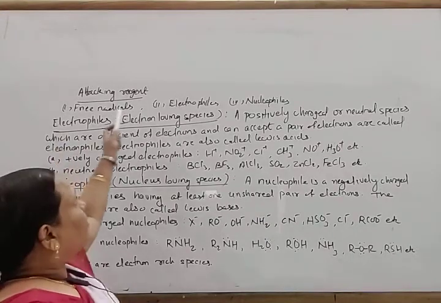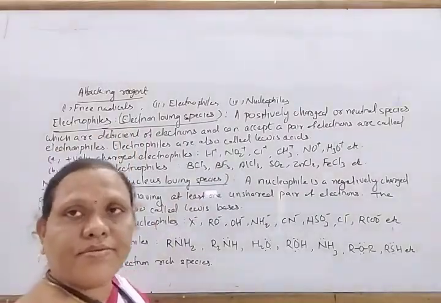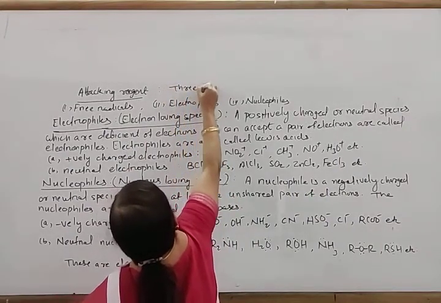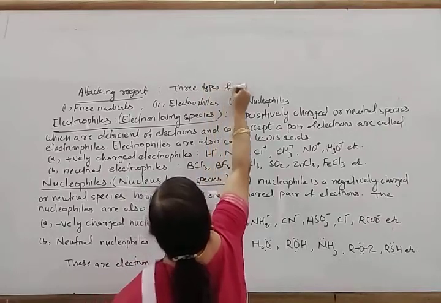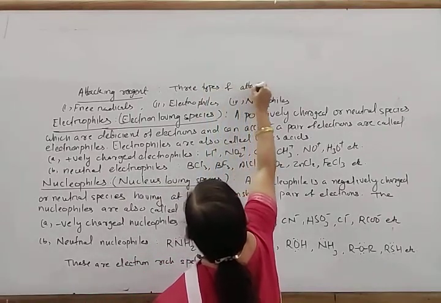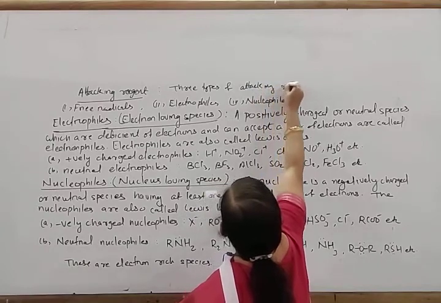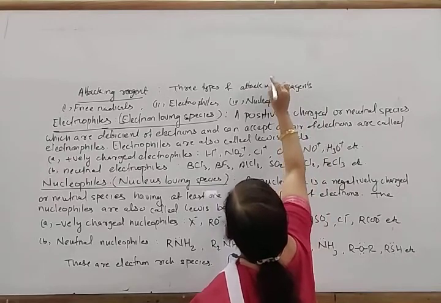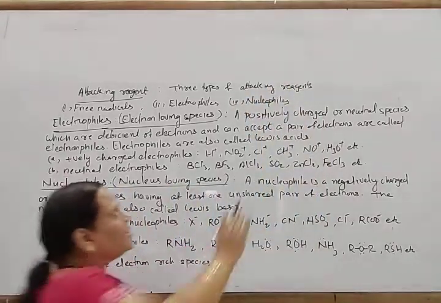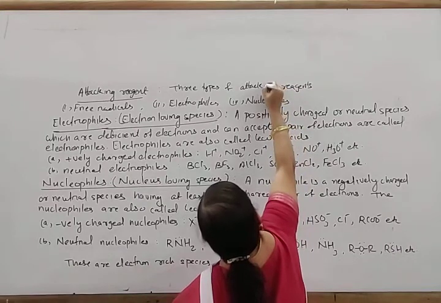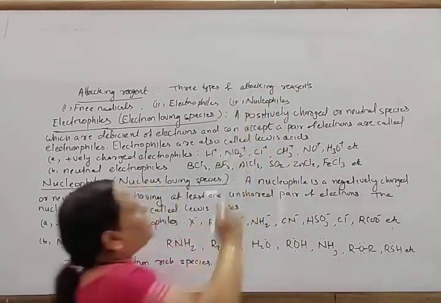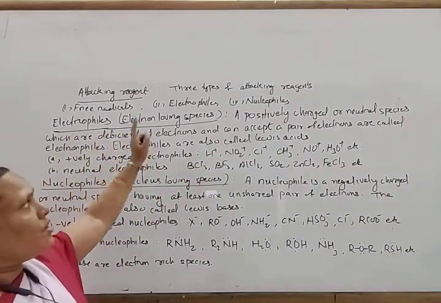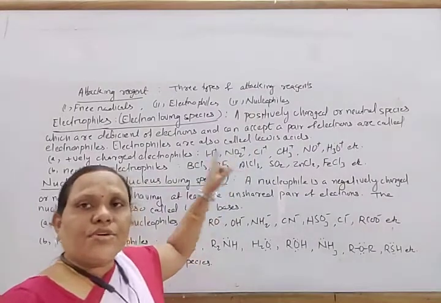Next, coming to attacking reagents. There are three types of attacking reagents, that are free radicals, electrophiles, and nucleophiles. So electrophiles are electron loving species, or electron deficient species.